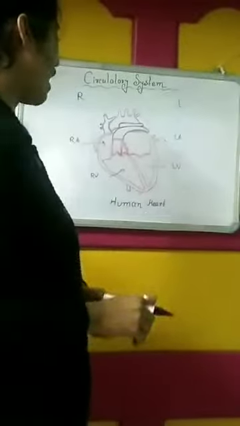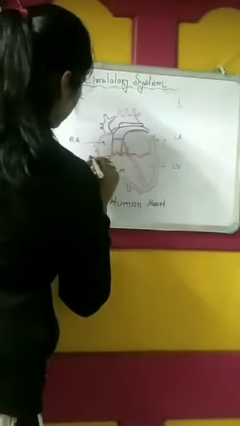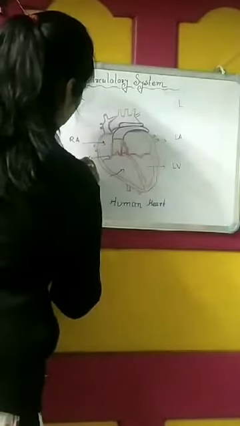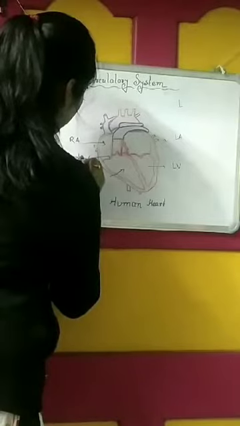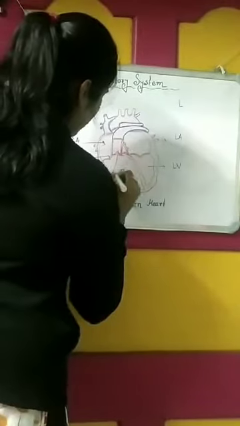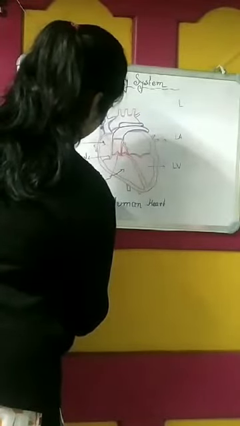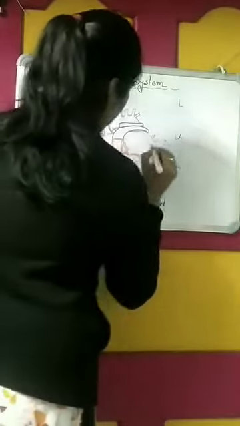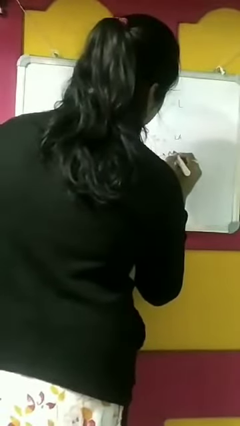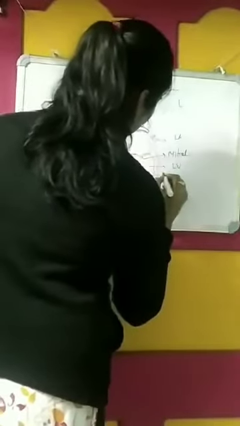So these are the main four chambers. After that, we have the four main valves. First one is the tricuspid valve. This one. Next one is the pulmonary valve. Third one is the mitral valve. And the fourth one is the aortic valve.